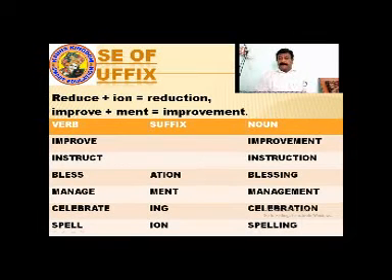Improve plus ment, it stays as it is. Improvement, here it stays as it is. Now let's see a table. We can see a table in front of you where it says verb on the extreme left. In the center we have suffixes, and on the right we are making it a noun by adding the suffix from the center. Improve. This improve, we make it by using ment, improvement.